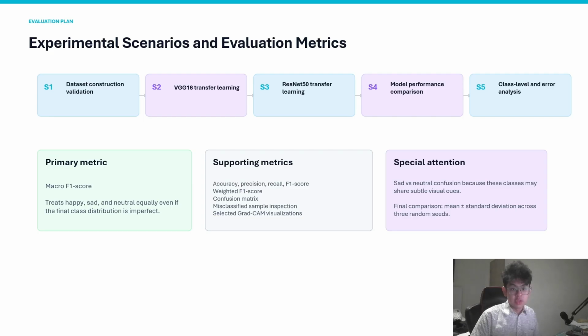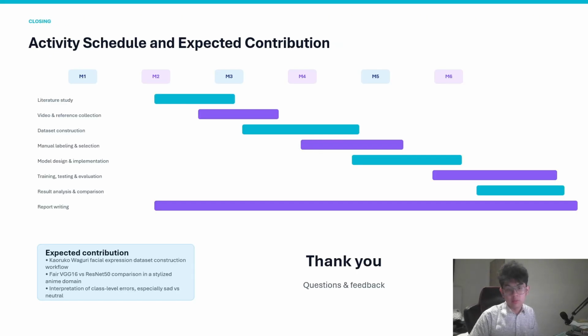The primary evaluation metric is macro F1 score because it treats all the classes equally. Supporting metrics include accuracy, precision, recall, F1 score, weighted F1 score, confusion matrix, misclassified sample inspection, and selected Grad-CAM visualization. The final comparison will report mean and standard deviation across random seeds.